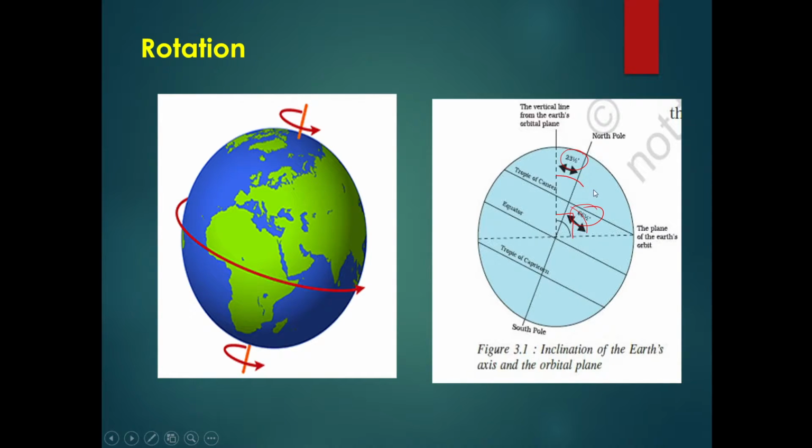So this axis of rotation is actually inclined at 66 and a half degrees to its orbital plane. What is orbital plane? We will learn about it. Say this is the sun and earth rotates around it in this elliptical orbit. So this plane of its elliptical orbit is the orbital plane. This axis of rotation makes an angle of 66 and a half degrees.